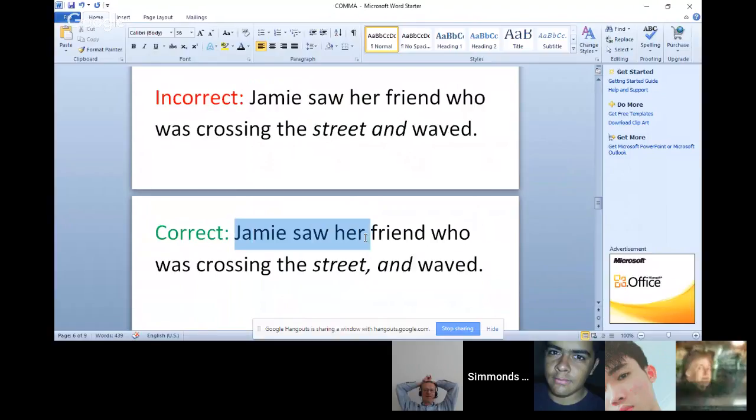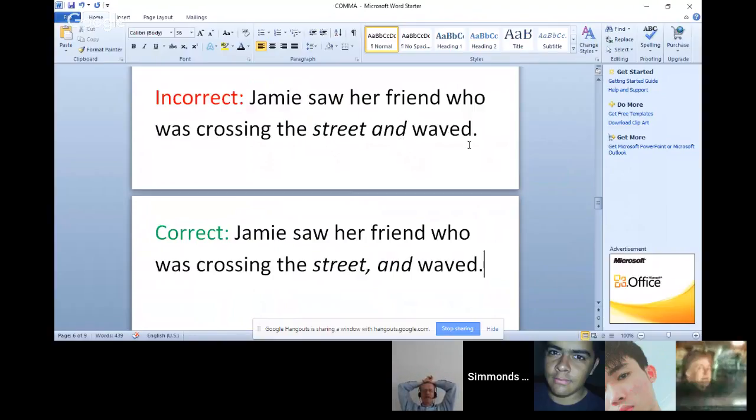And this is basically the whole subject of the sentence. Jamie saw her friend who was crossing the street. It all goes together. We can't say Jamie, comma, saw her friend. You can't, no. So that's why it has to be before street. Yeah, it's true. That sounds completely right. Isn't that strange? Yes. Yeah, it is. But yes, you would have a comma there. Jamie saw a friend who was crossing the street, and waved. Because if not, it's a new sentence almost, isn't it?